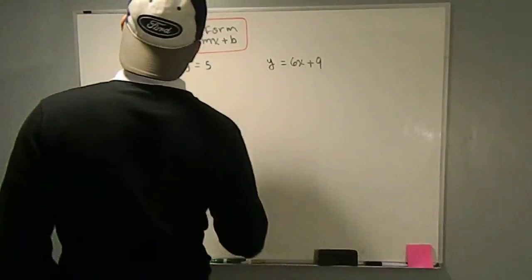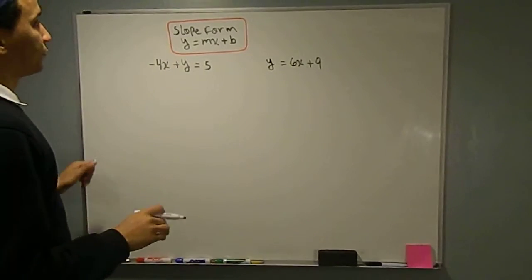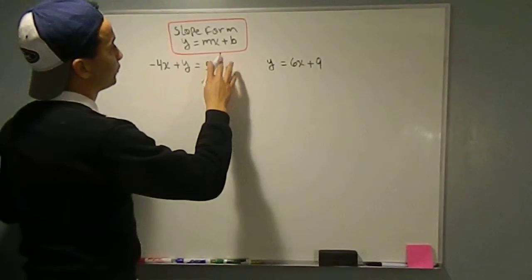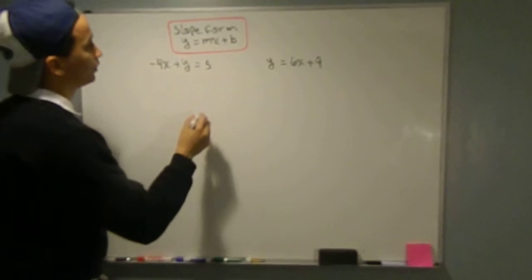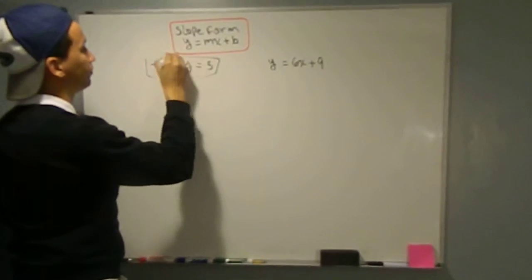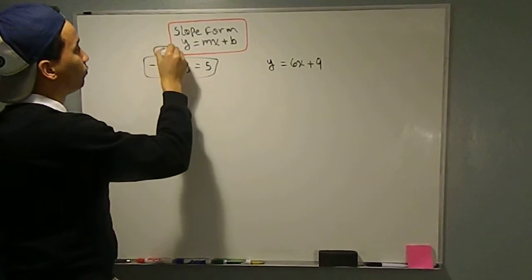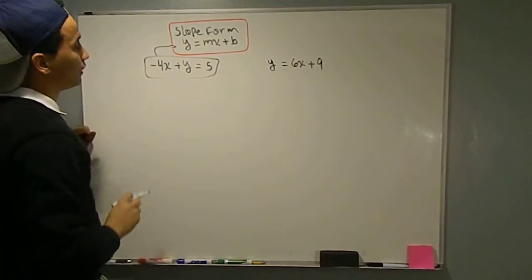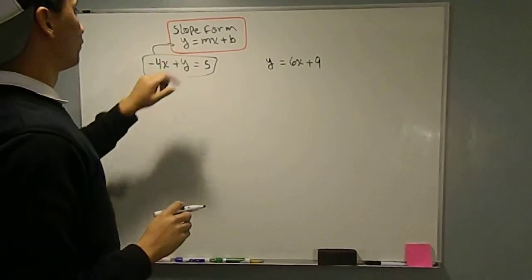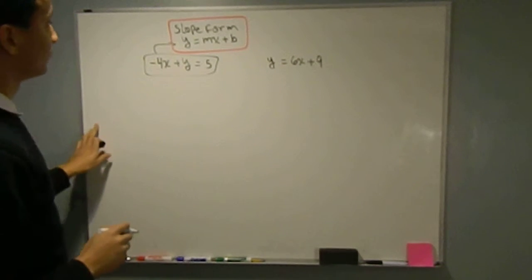Alright, today we're going to graph a linear equation. First, for us to easily graph a linear equation, we need to put any linear equation, like this one, in slope form. In slope form, we solve for y, and after that we're going to graph it.